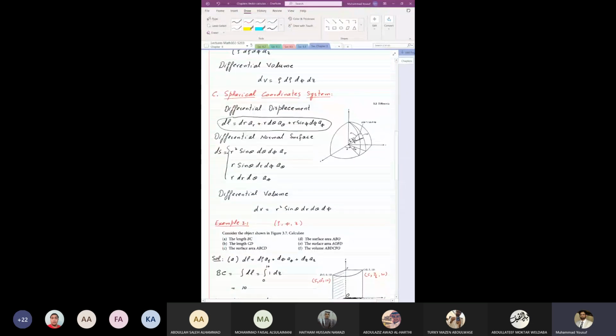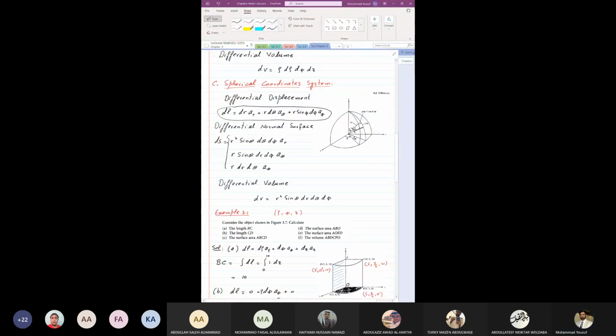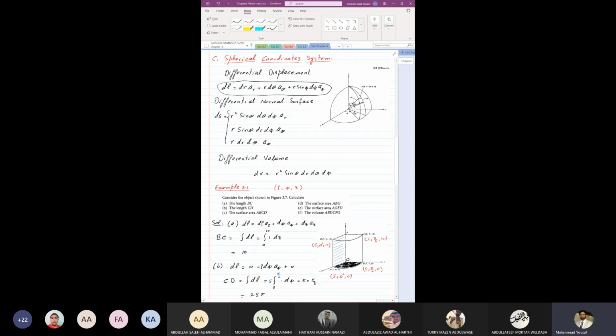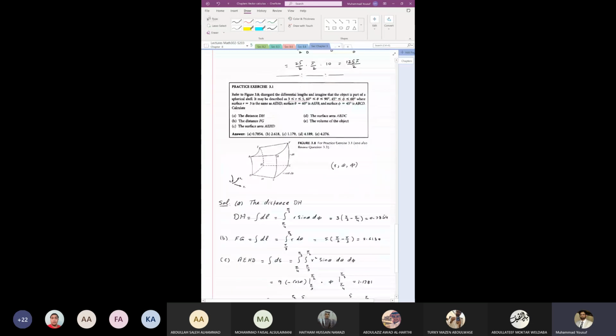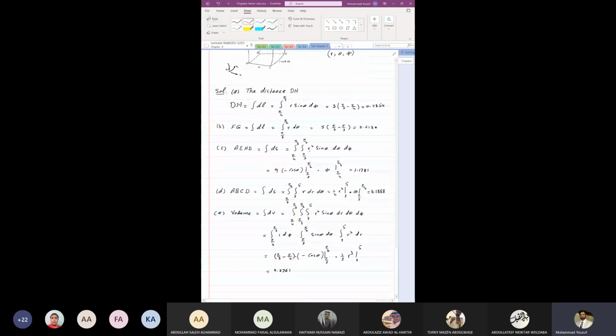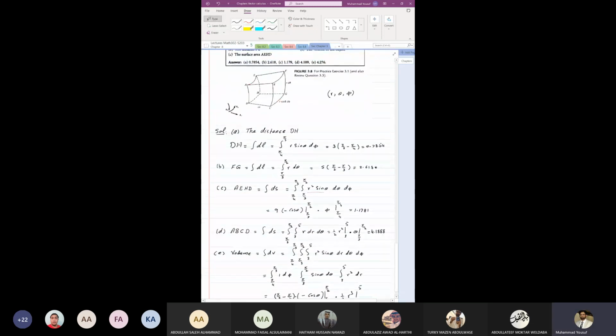So from the surface element, R is not changing, so dr is 0. The dr term in the second is 0, and the dr term in the third is 0. So on the first, what is left is R squared sine theta d phi. This is the inner face where R is 3.